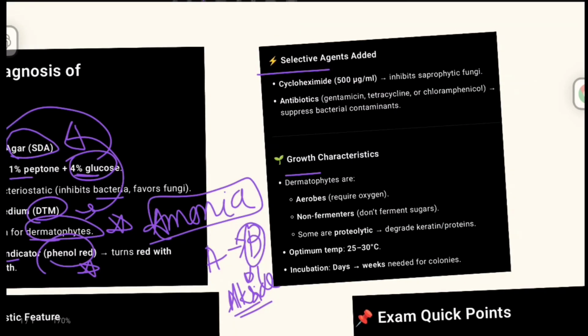Now in the medium itself, one can selectively add agents such as cycloheximide. This will inhibit the saprophytic fungi, which largely depend on a carbohydrate source for their nutrition rather than a proteinaceous source. Thereby the saprophytic fungi can be inhibited by adding the selective agent cycloheximide to the medium. We can also use antibiotics such as gentamicin, tetracycline and chloramphenicol to suppress bacterial contamination in the medium.